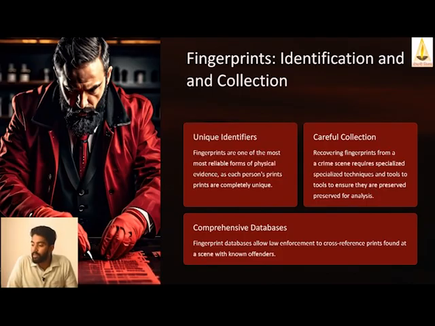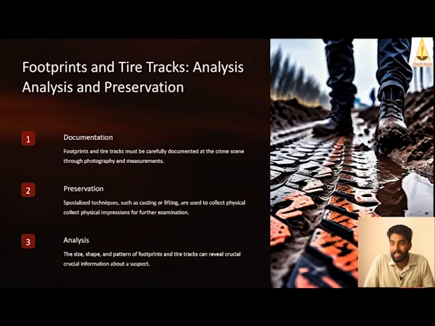Comprehensive database: fingerprint databases allow law enforcement to cross-reference prints found at a scene with known offenders. So once we have collected the fingerprints, we are supposed to manage a database where we store all these collected prints. Nowadays, we have modern forms of database collection, such as Office software, where all the data is stored. The next type of physical clue is footprints and tire tracks.